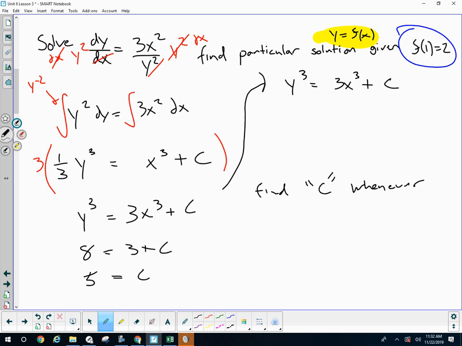You can take both sides to the 1/3 power, or you can take the cube root of both sides. But your solution is not done until you solve for y. Oh, I don't know why I put 5. Why I didn't put 5. Okay?